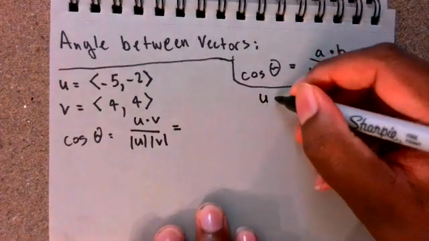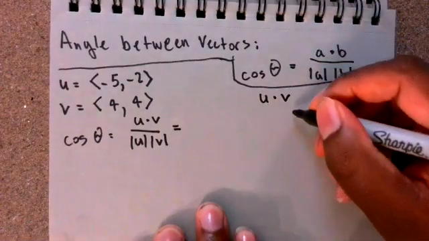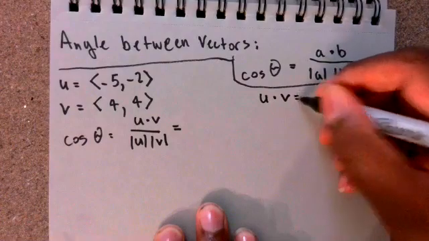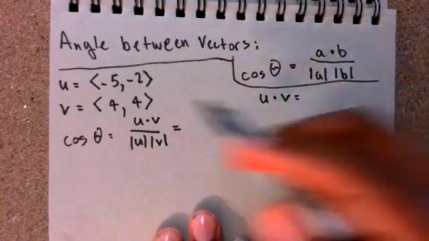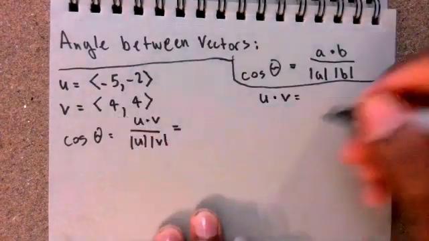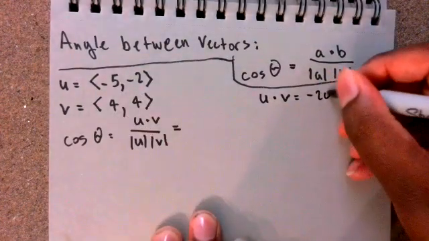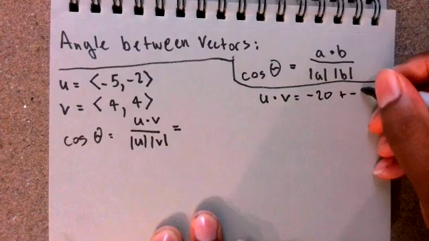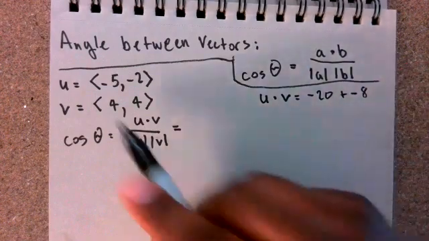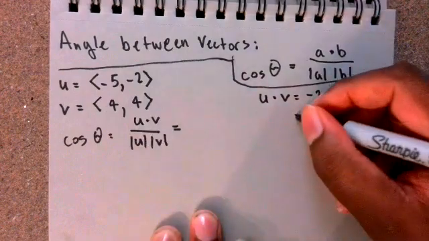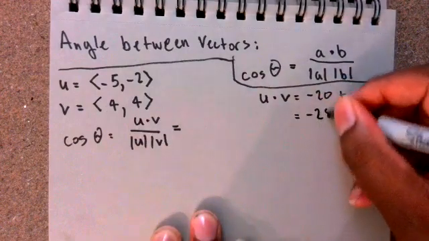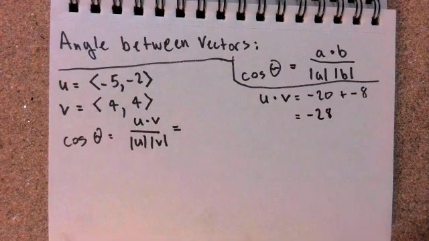First, let's look at the dot product of u and v. I'm just going to do it quickly now that we know how to get it. This is going to be -20 plus -8, obviously u1 times v1, u2 times v2, which gives me -28.